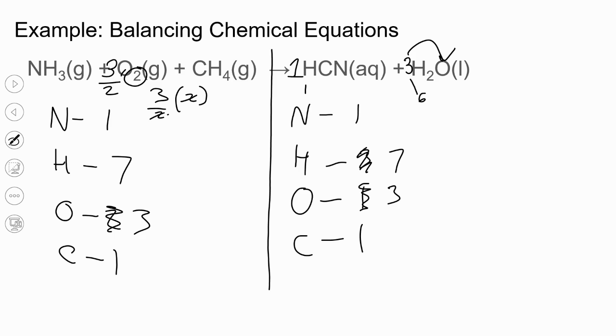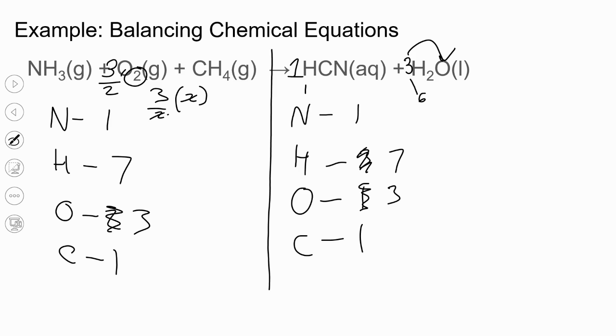Okay, now my oxygens are balanced. Hydrogens are balanced, oxygens are balanced, nitrogens and carbons are balanced. So everything is balanced now. But in the final answer, we cannot have a fraction. So how do we get rid of the fraction?